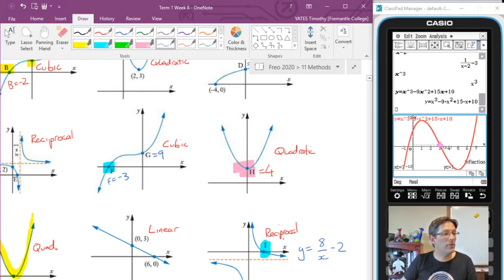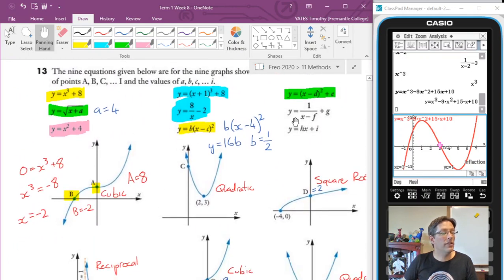So what happens when y equals 0? That's going to be 8 on x take 2. So if that's 0 in there, we add 2 to both sides. 8 on x equals 2. 2x is equal to 8. 8 divided by 2, so we end up with x equals 4 for that one. So I here is going to be equal to 4.